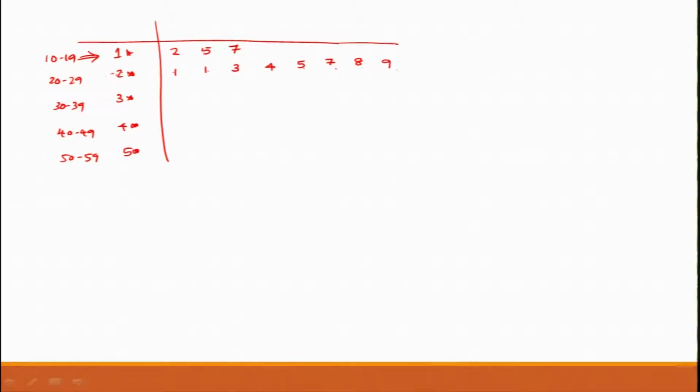Similarly, 30 to 39 we had 32, 34, 34, 37, and 39, that 5 values. So you can say that the units digit 2, 4, 4, 7, 9 gives you the last values, and in the same way 40 is 42, 44, and 48, and 50 is 53. Okay. So it gives you a similar appearance.